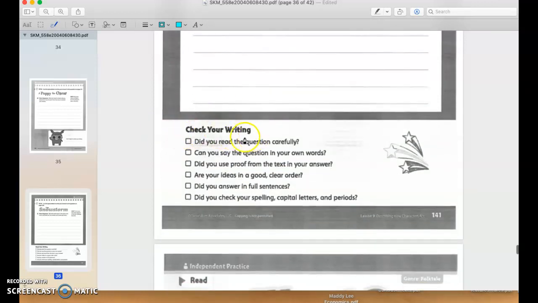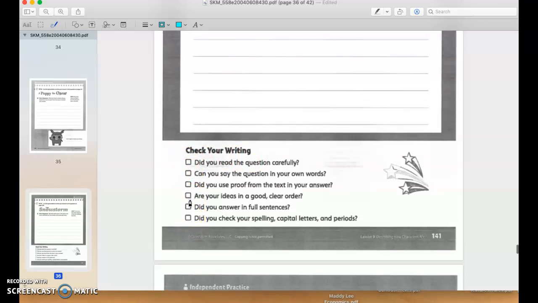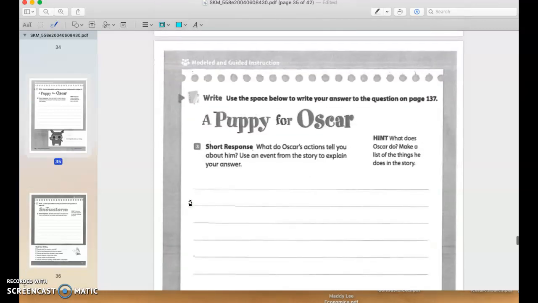And it has a checklist. Go through and check and make sure you did all of these things on the checklist for both of your short answer questions.